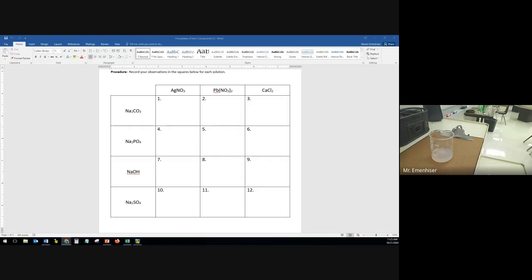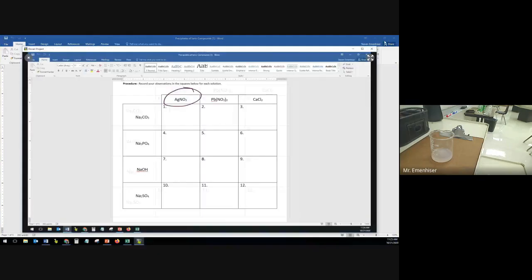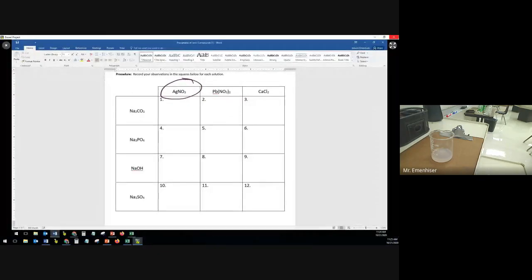Let's see. You guys cannot see what I'm writing. Here we go. Okay, so we have silver nitrate and sodium carbonate. Those are the two things that we're going to be mixing together for number 1. I've got to make sure that you guys can see what I'm doing. Okay, awesome. Okay, so let's write the reaction.